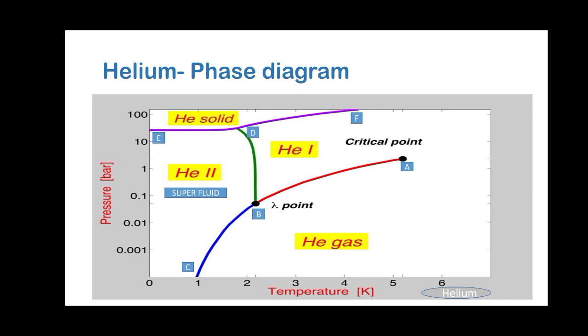In this phase diagram, helium has four different phases. You can see the four different phases: helium solid, helium liquid 1, helium liquid 2, which is called superfluid, and helium gas. What is the speciality of this diagram? It is the only phase diagram which consists of two liquids. Now let us see the important points which are pictured in the phase diagram.